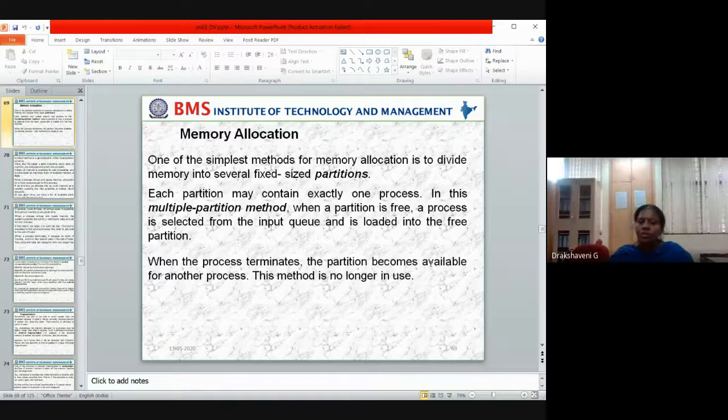Suppose you have 4 processors and each processor can be assigned to a separate partition, whatever you have done. When a process terminates, the partition becomes available for another process. This method is no longer in use.